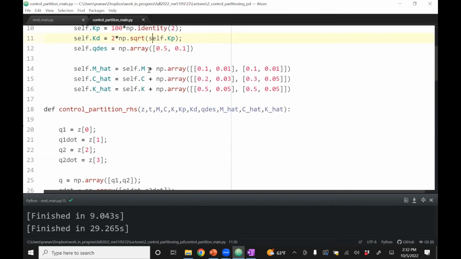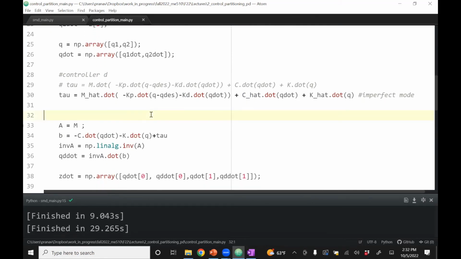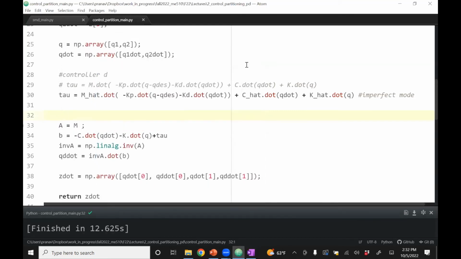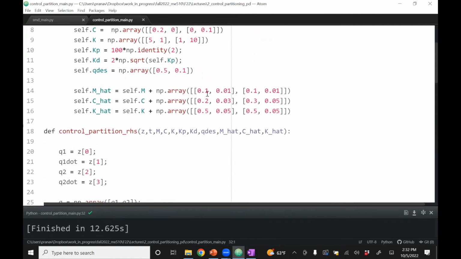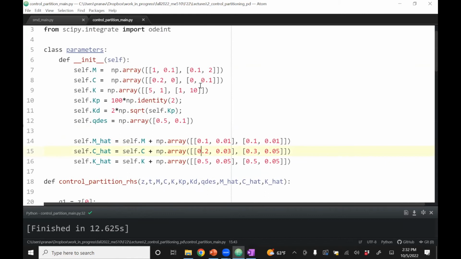And then I also have a model uncertainty, by which I mean that M hat is not exactly M. There is some inconsistency in my estimates of M, so M hat is different from M. Okay, so let me run this first. Here you see it goes to 0.5 and 0.1, the red showing the reference, and the blue is the system, which started at 0, 0 and goes there in spite of this uncertainty. So it works. You could change that uncertainty and you'll see that it will not work as well, because that uncertainty is affecting the system.